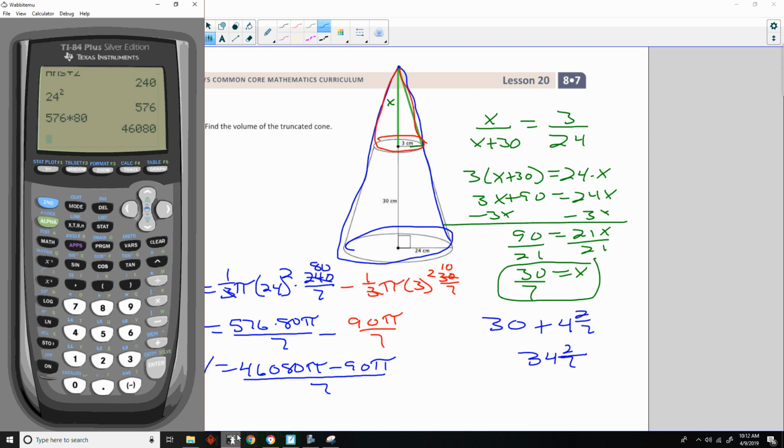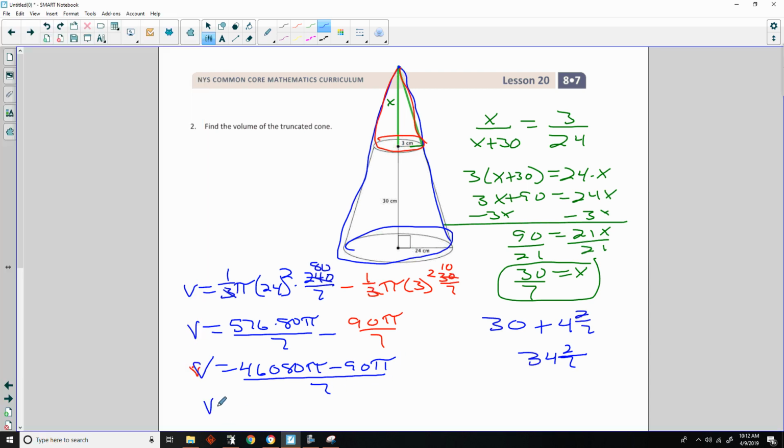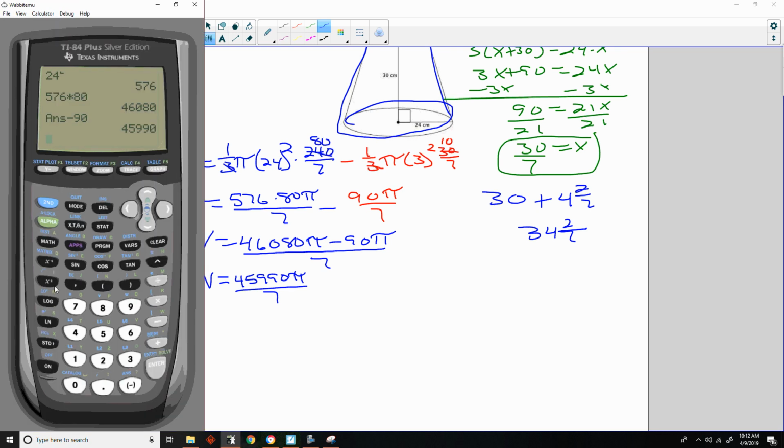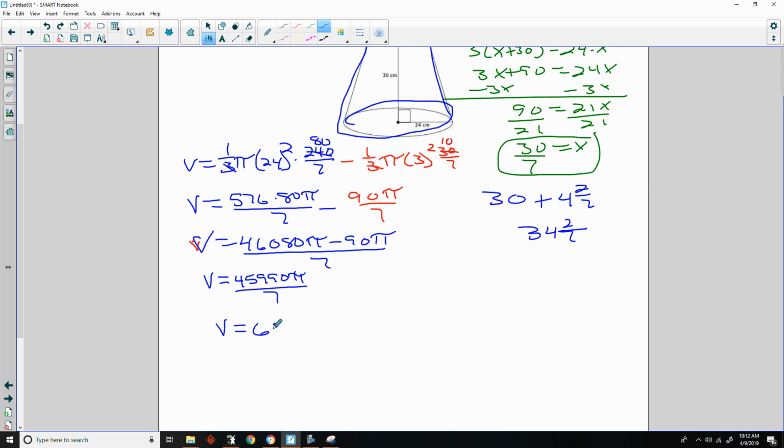Okay, just making sure my number, 46,080 minus 90, 45,990, pi over 7. Okay, now I just want to see if that's divisible by 7. So 45,990 divided by 7 is 6,570. So the volume equals 6,570 pi centimeters cubed.